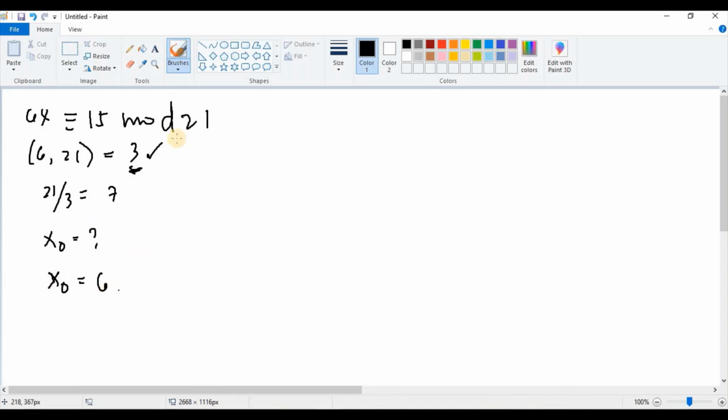So, our x sub 0 is 6. Okay? And we know that the distance between the two solutions is 7. Kaya mag-add lang tayo. So, we have 6 plus 7, and then plus 7 plus 7. Ganun lang siya. So, therefore, the values of your x, it would be 6, 13, and then we have 20 mod 21. Ganun. Okay?